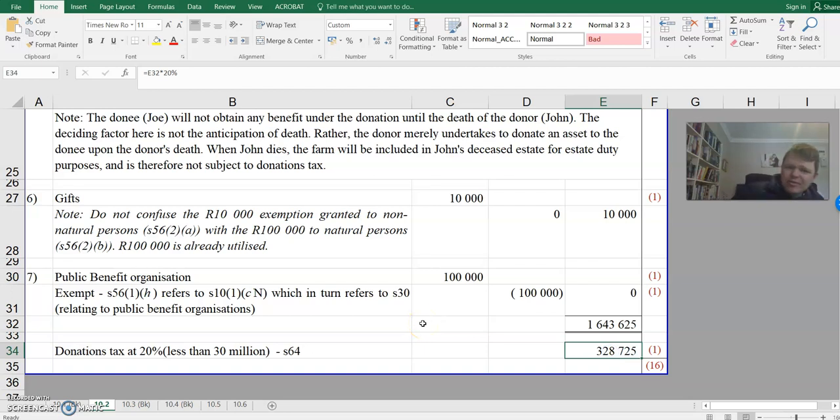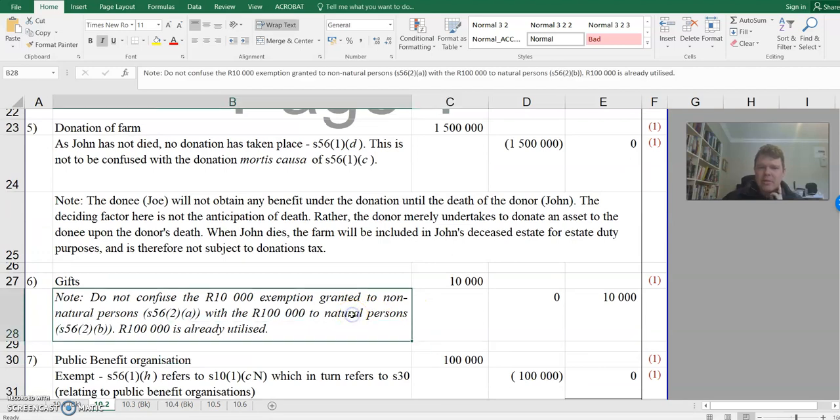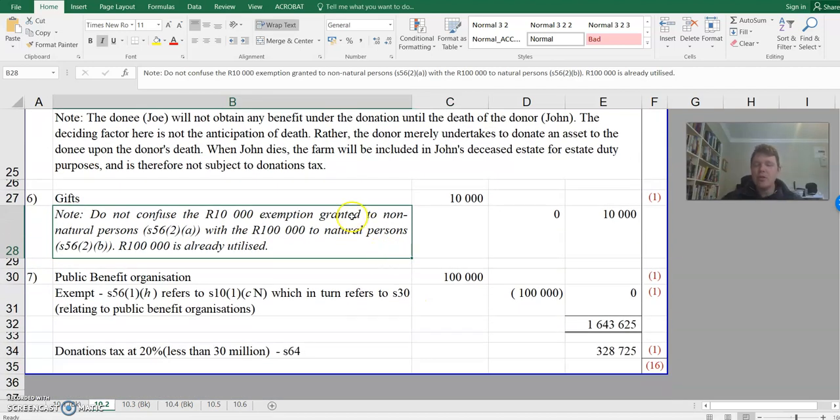Some stuff that you have to remember, things that people often mess up. The 3.5 million is for estate duty, not donations tax, so please don't get them mixed up. Okay. Another question that somebody emailed me about that I thought was quite good. You have the apportionment of this 10,000 Rand if you don't have a full year of assessment if you're a company. What happens if you're an individual? Do you have to apportion the 100,000? And the answer is no.